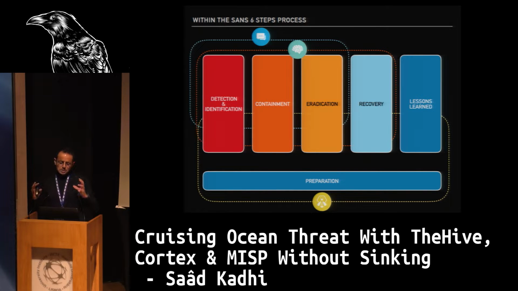So Cortex is an analysis and response engine. It covers the 4 steps from detection, identification, up to more or less recovery. While MISP is used for IOC storage, indicators of compromise, but also for sharing with your constituency and with your other peers and partners.